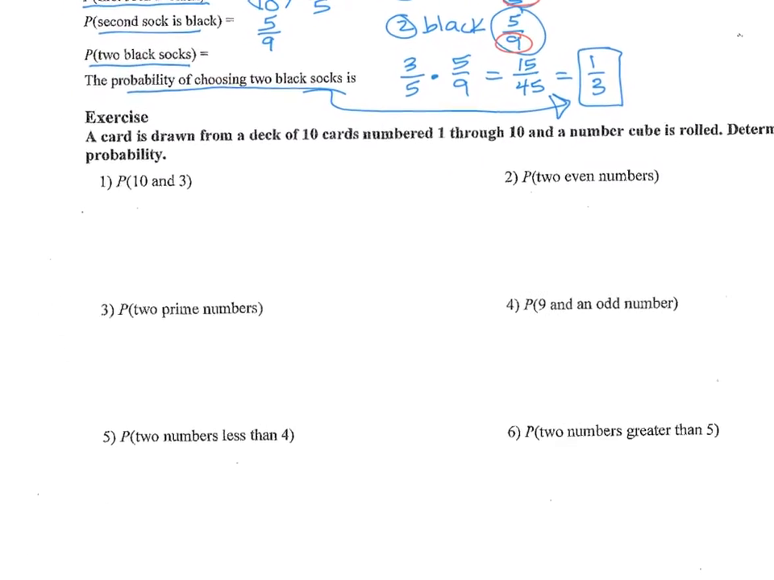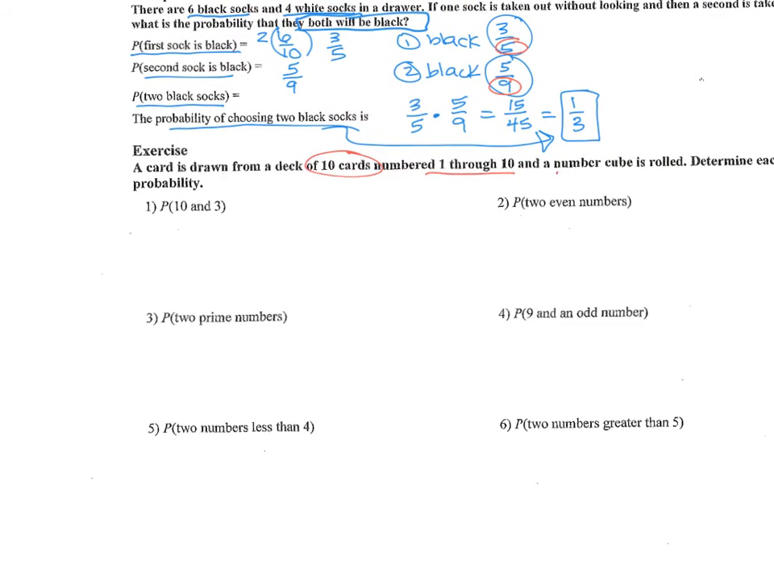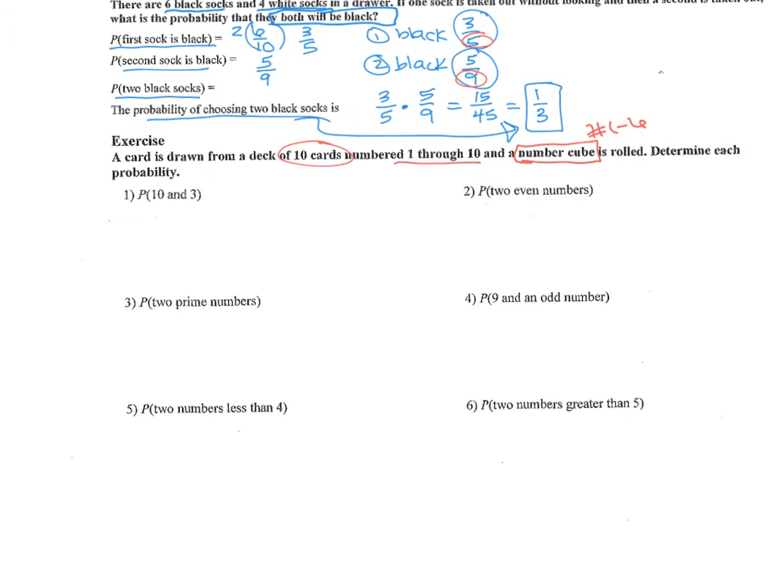So these exercises: a card is drawn from a deck of 10 cards, numbered 1 through 10, and a number cube is rolled. How many sides are on a number cube? 6. So we've got numbers 1 through 6. Determine each probability. Since we're looking at 2 different things, cards and dice, this is an independent event. We're just looking at the 2 separate events. They don't affect each other.